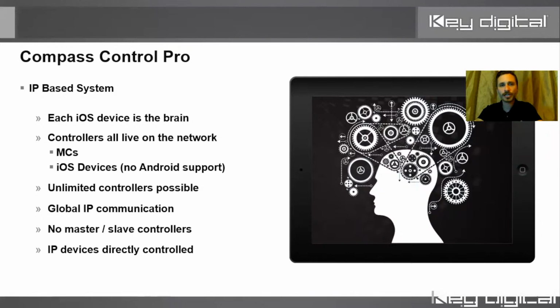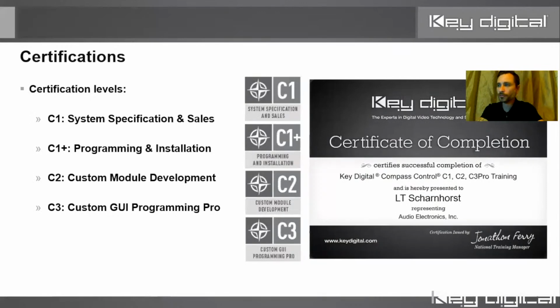And there's no master or slave controller. In a lot of control systems, you'll communicate to one master controller, and it will then forward commands if you have so many devices that you need a second controller. In our case, they all just have a unique IP address. And if you have an IP device, which so many devices now are, they are controlled directly from the iOS device, so that it doesn't have to go through the master controller. It's more immediate, and it also doesn't occupy ports on your hardware.